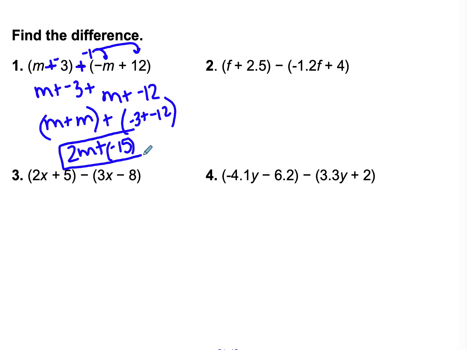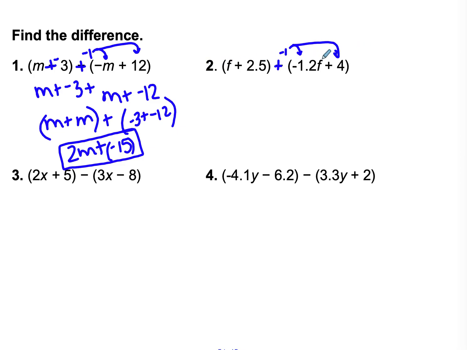So here's my answer: 2m plus negative 15. All right, let's take a look at this next one. F plus 2.5 minus negative 1 2/10 f plus 4. Boom, change to addition. Boom, change the sign. That becomes a plus negative 1.